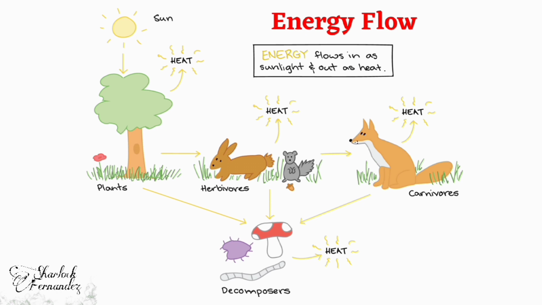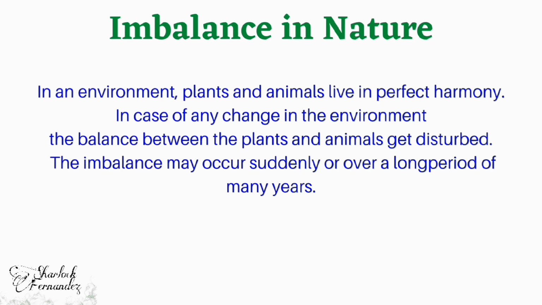Plants are the producers and use sunlight or solar energy to prepare their food. The solar energy flows from plants to herbivores and from them to carnivores. This way, all living beings, whether plants or animals, depend on solar energy directly or indirectly for their energy.